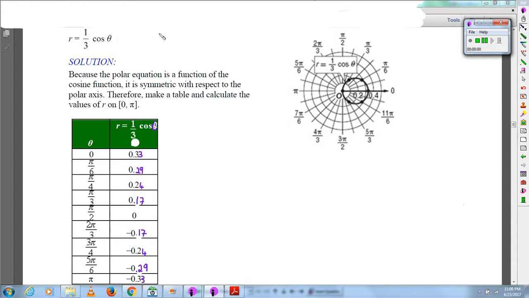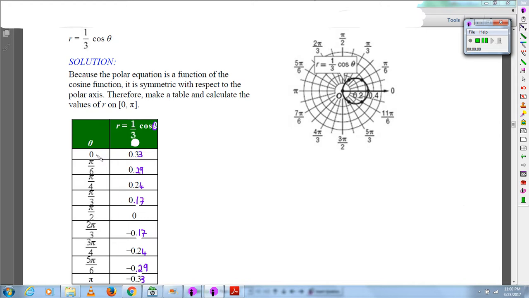The given polar equation is r equals 1/3 cosine of theta. Since this is a cosine function and it is symmetric with respect to the polar axis, when we make the table, we only make the table from 0 to pi, or 0 to 180 degrees. So this is the table. Let's plot the points now.